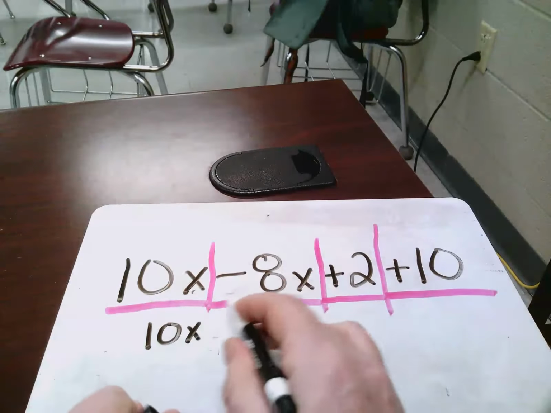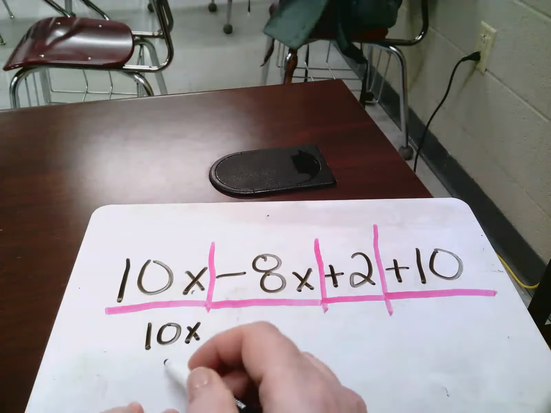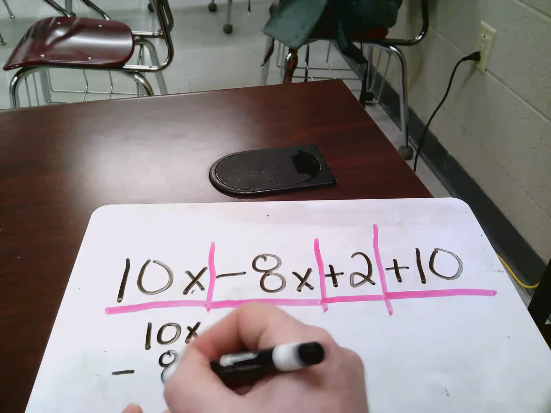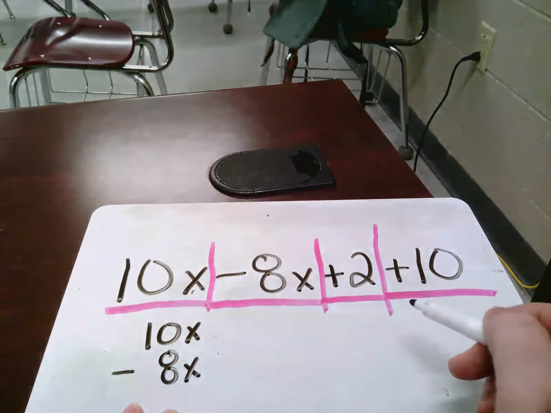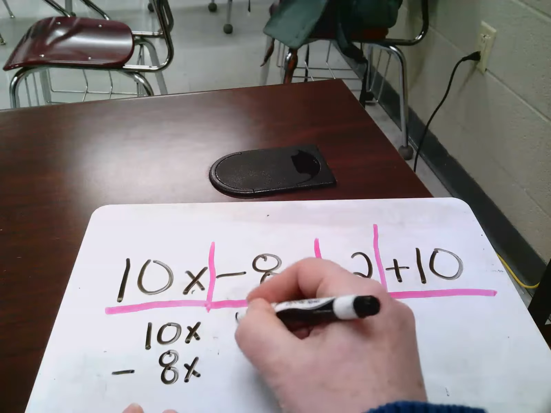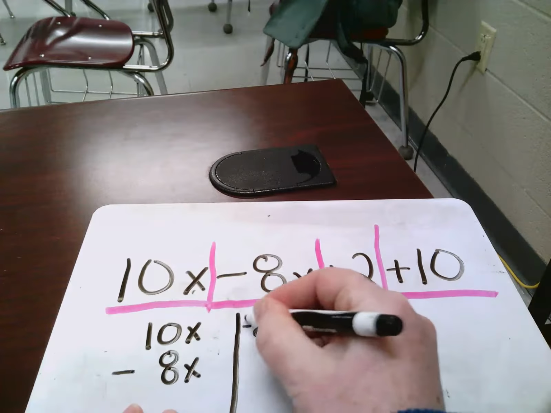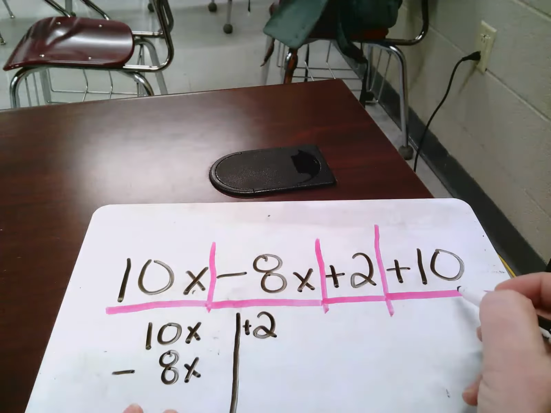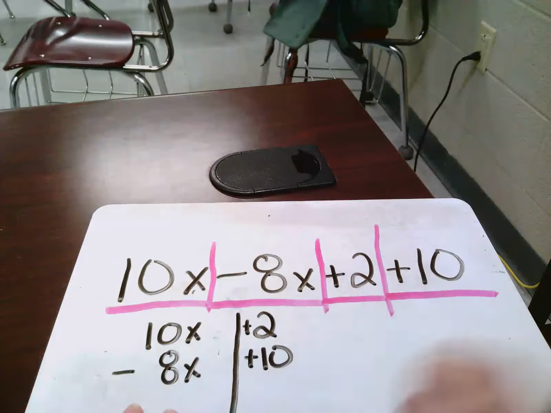Okay. Moving through, my next term is negative 8x, which is on the same team as 10x because it's got an x behind it. So I'm going to put that negative 8x because I need to include that operation and that sign with it. Okay. Next is 2. Well, 2 doesn't have an x, so it's going to be on a different team. So I've got my 2 here, and I can do positive 2 if that helps. And then my next term is positive 10. So I'm going to write that down here.